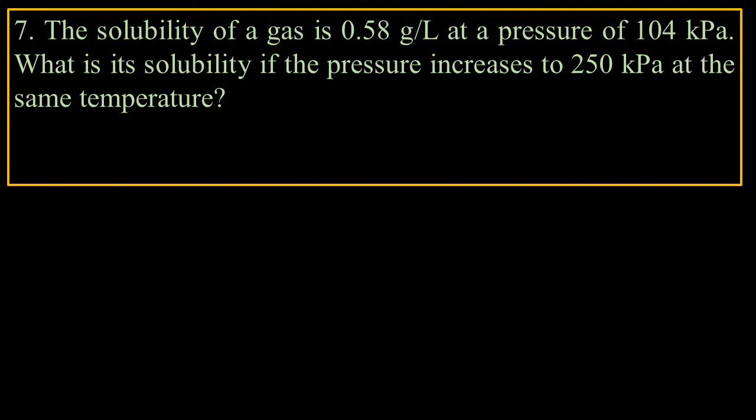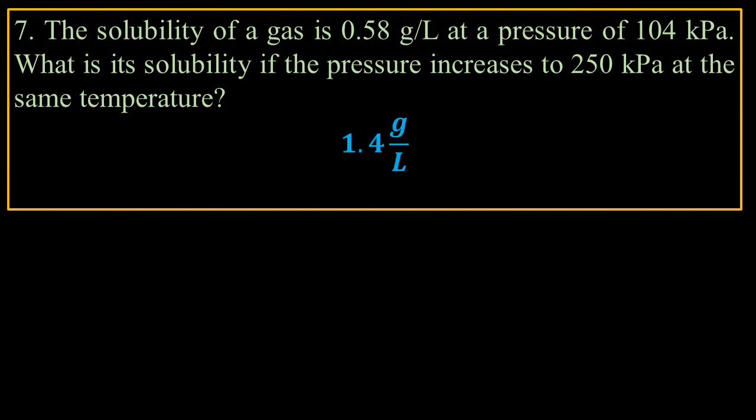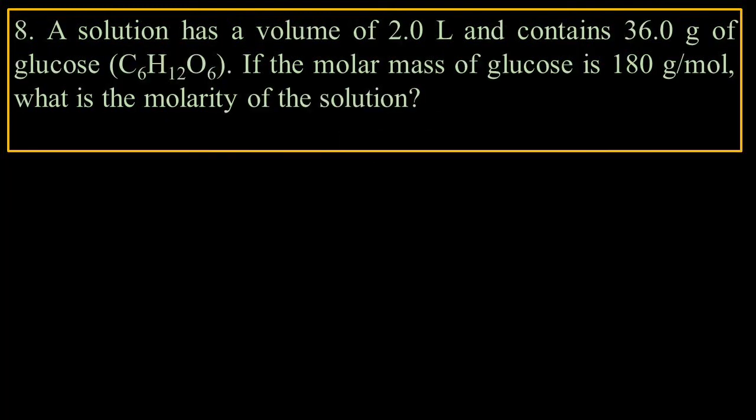Increase the pressure. The solubility of a gas is 0.58 grams per liter at a pressure of 104 kilopascals. What is the solubility if the pressure is increased to 250 kilopascals at the same temperature? And this is just simply the same thing we did, S1 over P1 equals S2 over P2, and then cross multiply and divide.